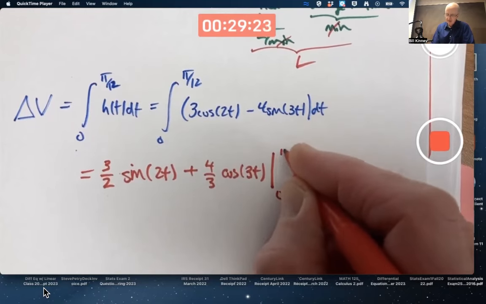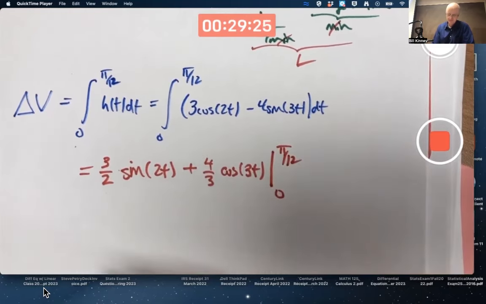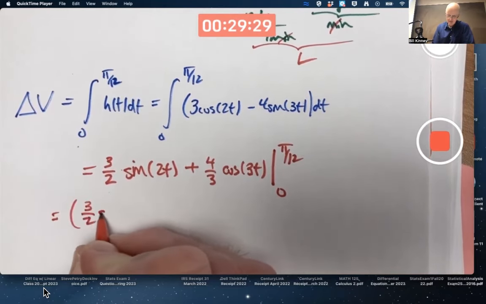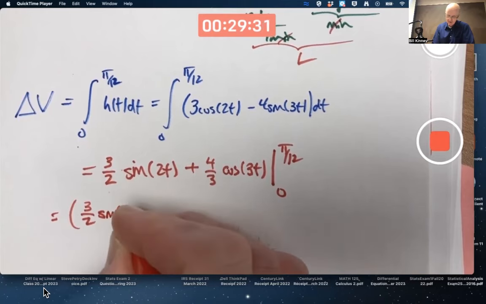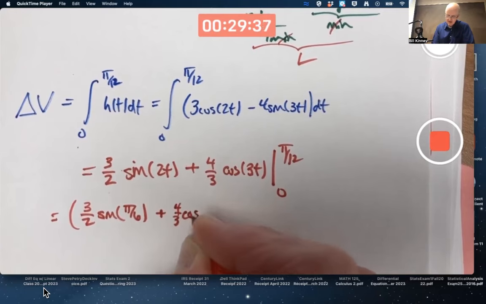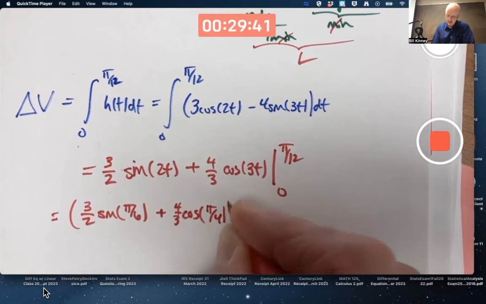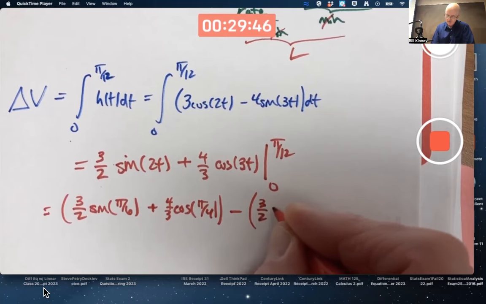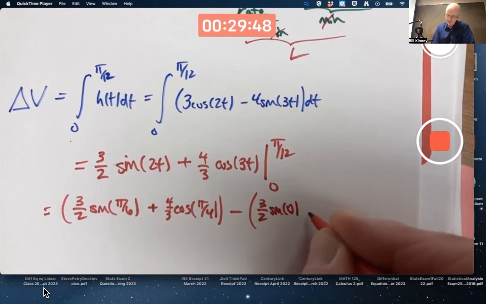Evaluate from 0 to pi over 12. Be careful. First plug in pi over 12. 2 times pi over 12 is pi over 6. Keep plugging in. I'm not done plugging in pi over 12. Pi over 12 times 3 is pi over 4. Now subtract what you get when you plug in 0. Notice the parentheses. I'm subtracting this whole thing.